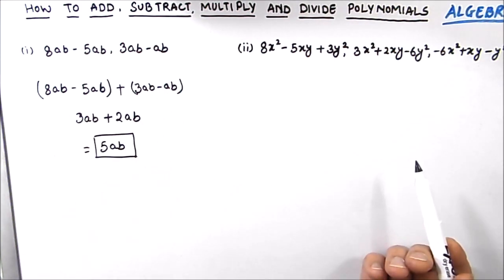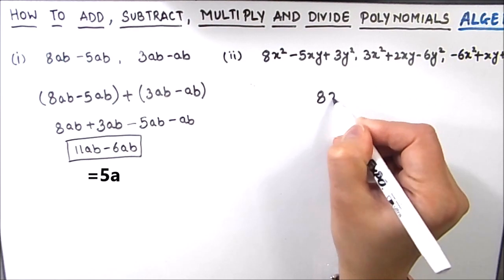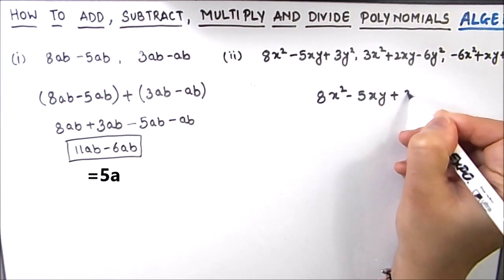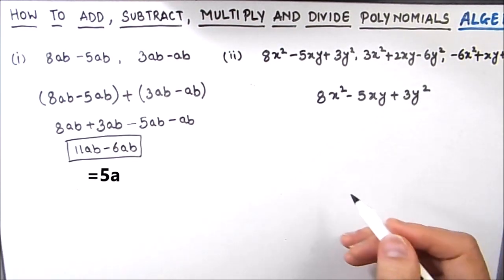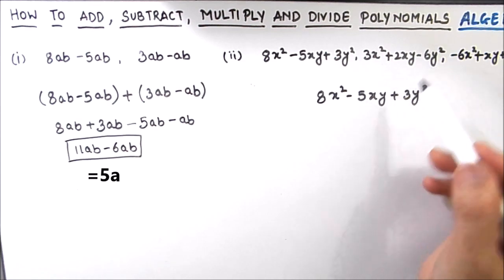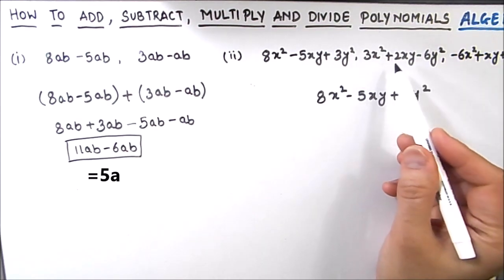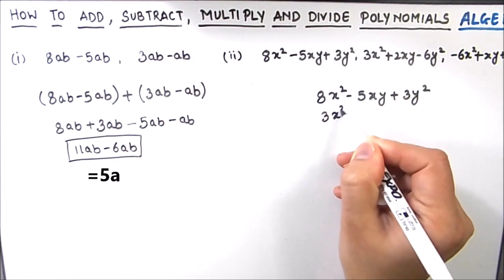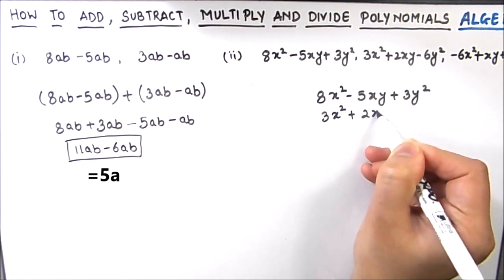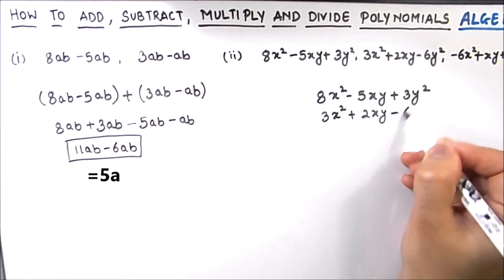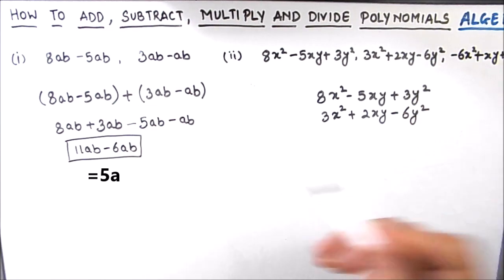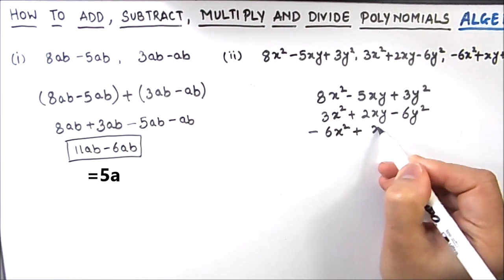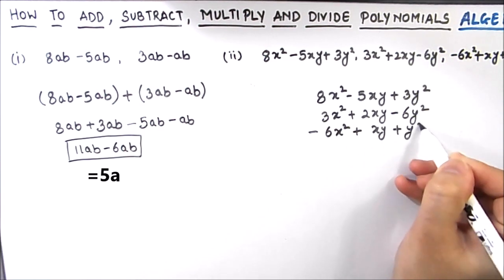Now let's move on to our second example. In this example we have three polynomials: 8x square minus 5xy plus 3y square. The second polynomial we are going to write in column form. In this method we'll write the like terms just below each other. Write 3x square just below 8x square, plus 2xy and minus 6y square. The third polynomial is minus 6x square plus xy plus y square.